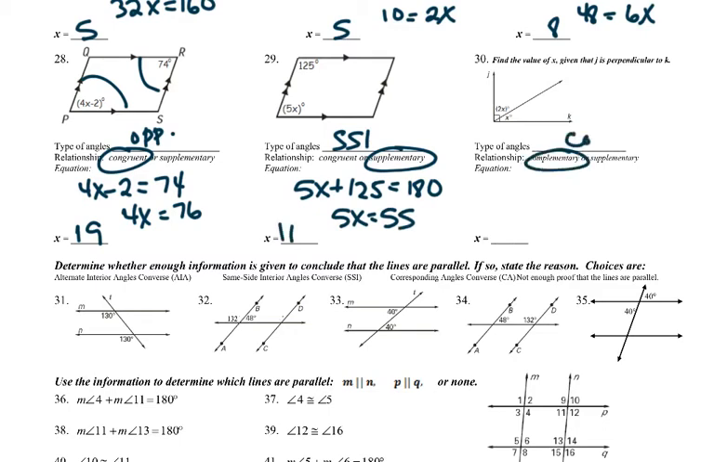And these are actually complementary angles. They add up to 90. 2x plus x equals 90, or 3x is 90, or x is 30.